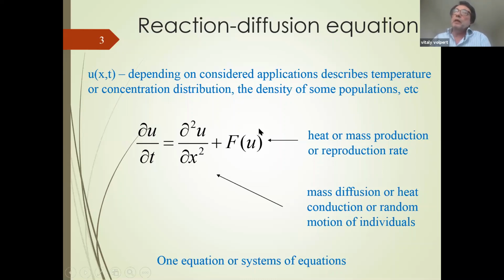And finally, this nonlinear term, f of u, usually describes heat or mass production in chemistry or chemical physics. It can be reproduction rate in biology or population dynamics. So this is the object we'll discuss. And of course, it can be just one equation as written here, or it can be systems of equations. And there are other possible generalizations. We will shortly discuss it later.